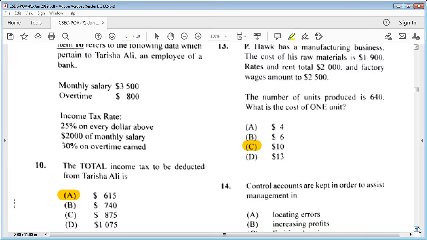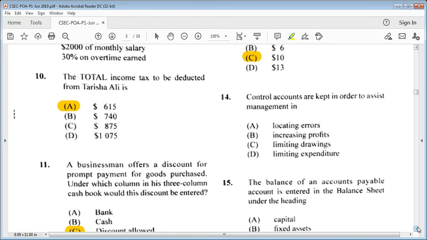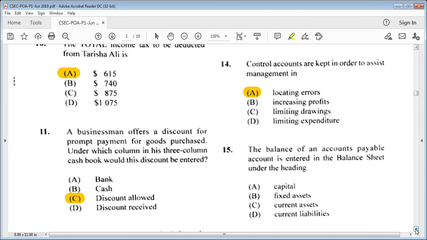Let's move on to 40. Control accounts are kept in order to assist management in A, locating errors, B, increasing profits, C, limiting drawings, or D, limiting expenditure. We know it is A, locating errors, because we know control account is an account which checks the arithmetic accuracy of the subsidiary ledgers. So A, locating errors, that's what it is kept in order to do.